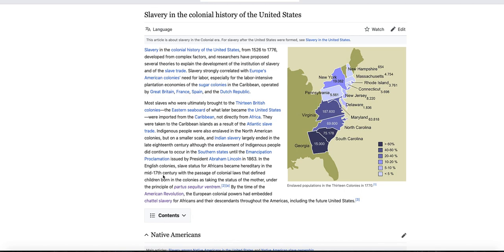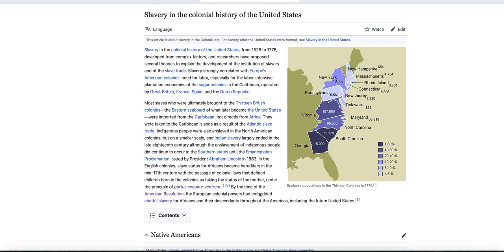Which means that they were freed from the British rule, to a certain extent, or someone was. The European colonial powers had embedded. So embedded is something I'm going to have to go ahead and do etymology on my own on that one. Chattel slavery for Africans and their descendants throughout the Americas, including the future United States. And I think after the revolution is when they became the United States.